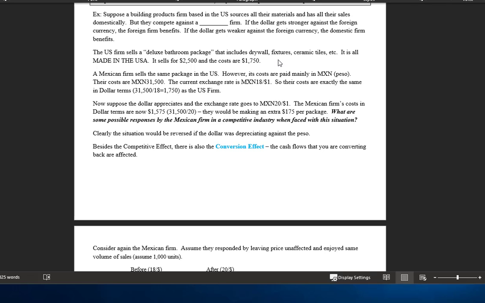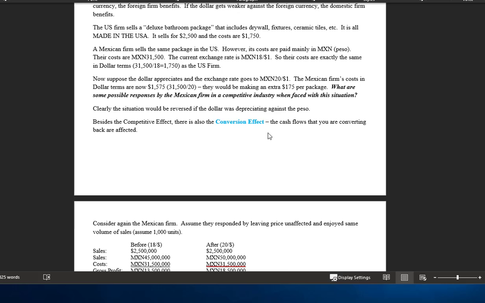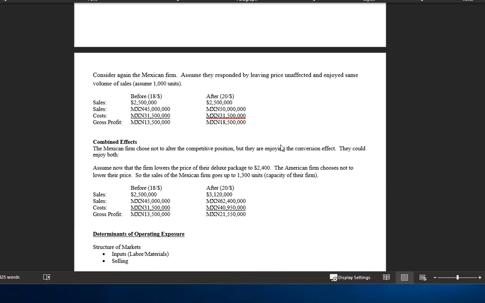All right. So besides the competitive effect, there is also the conversion effect. We've already looked at that. Maybe we'll look at an example here in a second. But the cash flows that you're converting back to your home currency are being affected by the changes in the exchange rates. And so the total effect is going to be the combination of this competitive effect and this conversion effect. So let's go down here and look again at a Mexican firm.